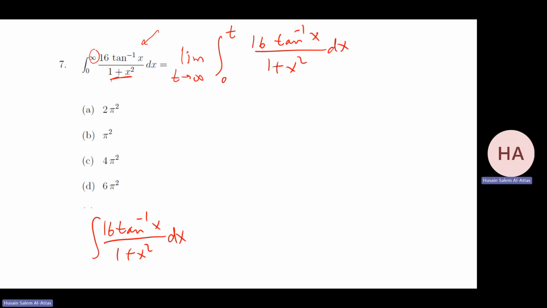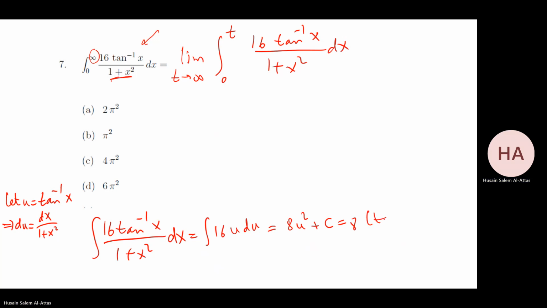If I let u equal tan inverse x, what will be du? du is equal to dx over 1 plus x squared. So that will be 16 u du. So that will be what? 8 u squared plus c, which is 8 (tan inverse x) squared plus c.